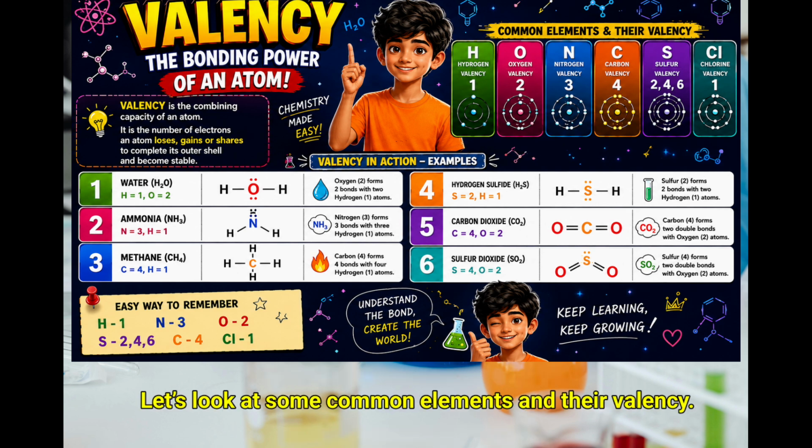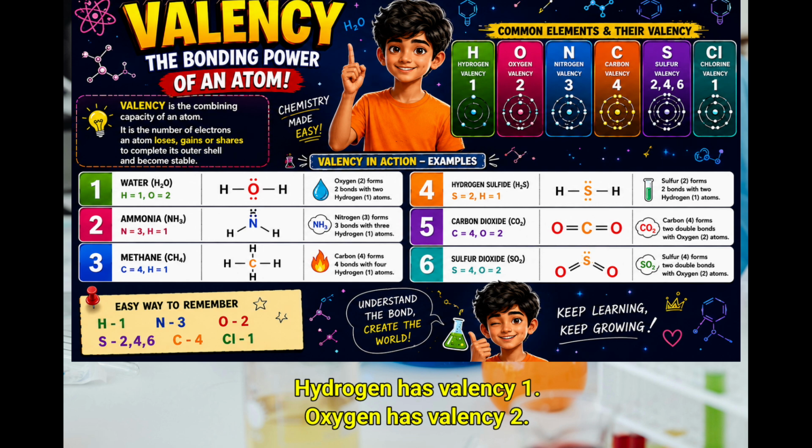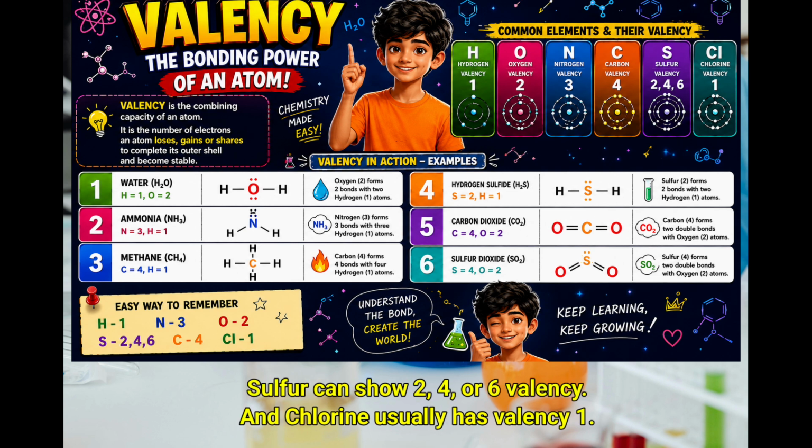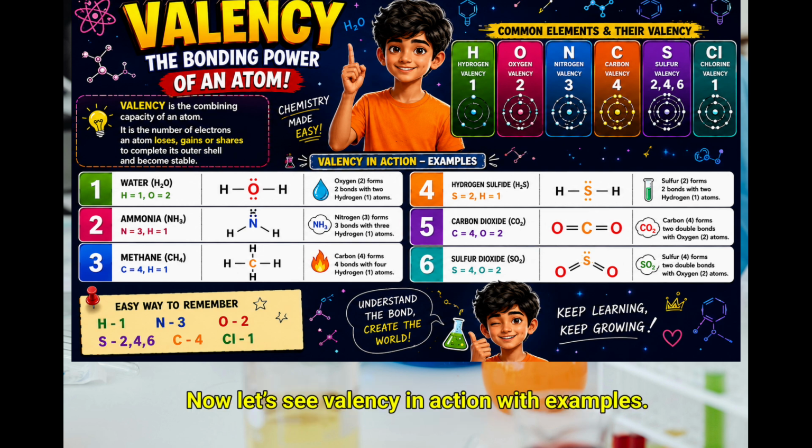Let us look at some common elements and their valencies. Hydrogen has valency 1. Oxygen has valency 2. Nitrogen has valency 3. Carbon has valency 4. Sulfur can show 2, 4, or 6 valency, and chlorine usually has valency 1. Now let us see valency in action with examples.